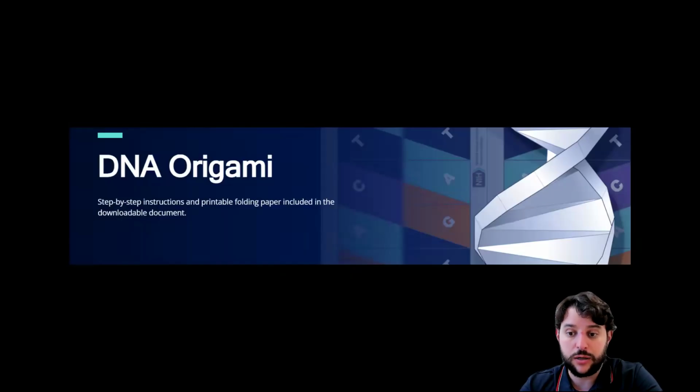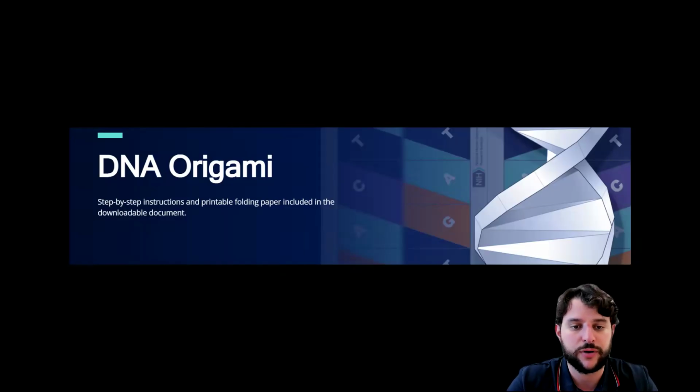That's it for today. Another interesting activity that you might do, you can find easily this on the internet, is this DNA origami. Okay, you can build, you can visualize the pairs, and it might be useful for you.